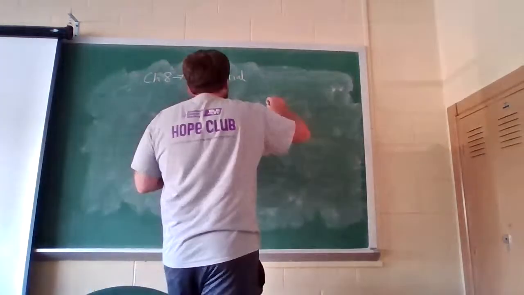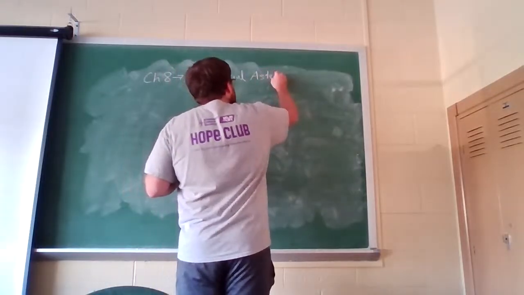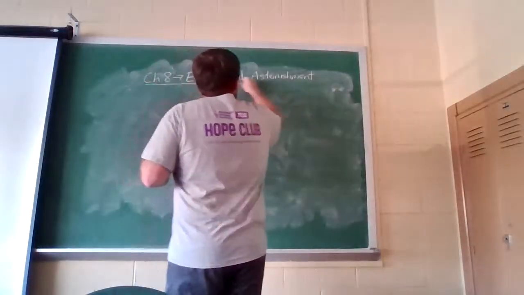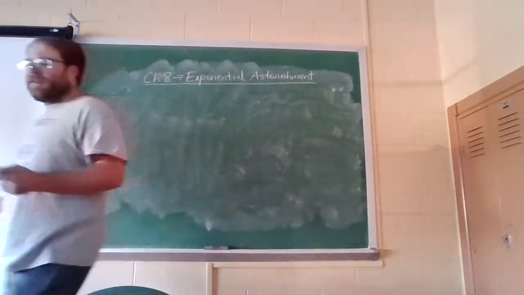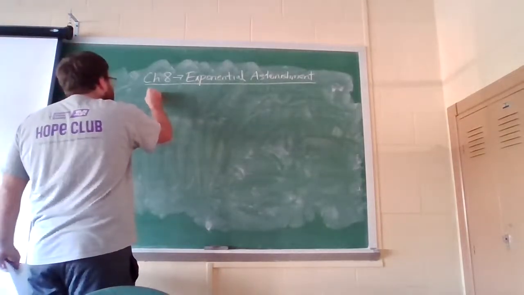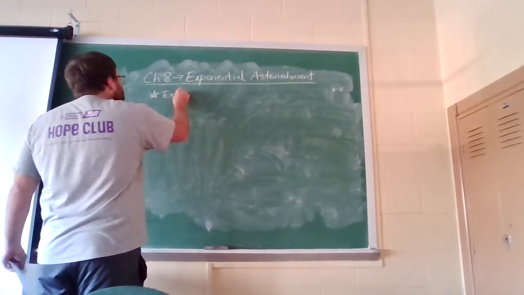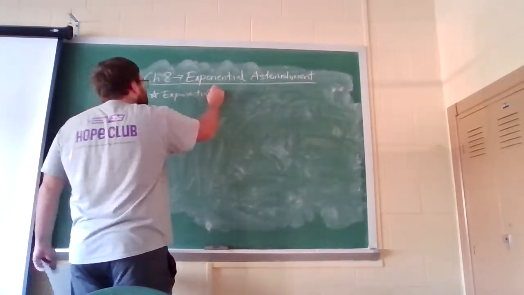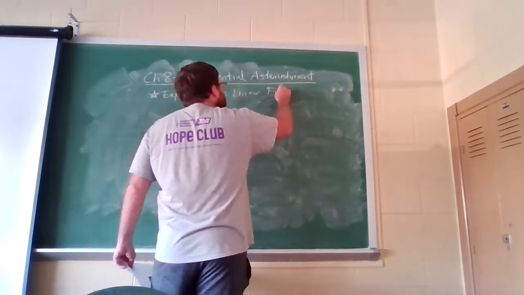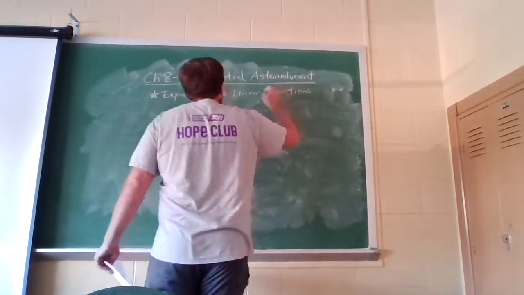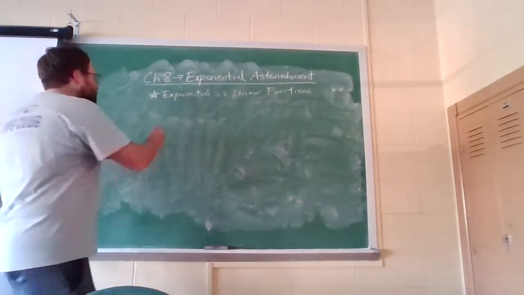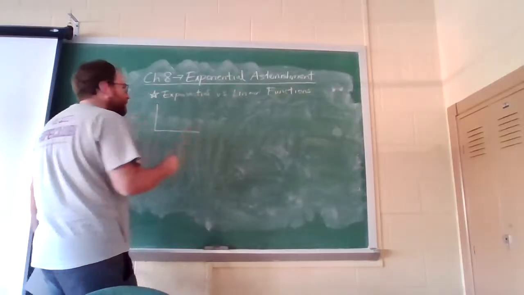Chapter 8 is going to deal with exponential astonishment. Basically, this is going to relate to exponential versus linear functions. And it can essentially be described with a picture here.